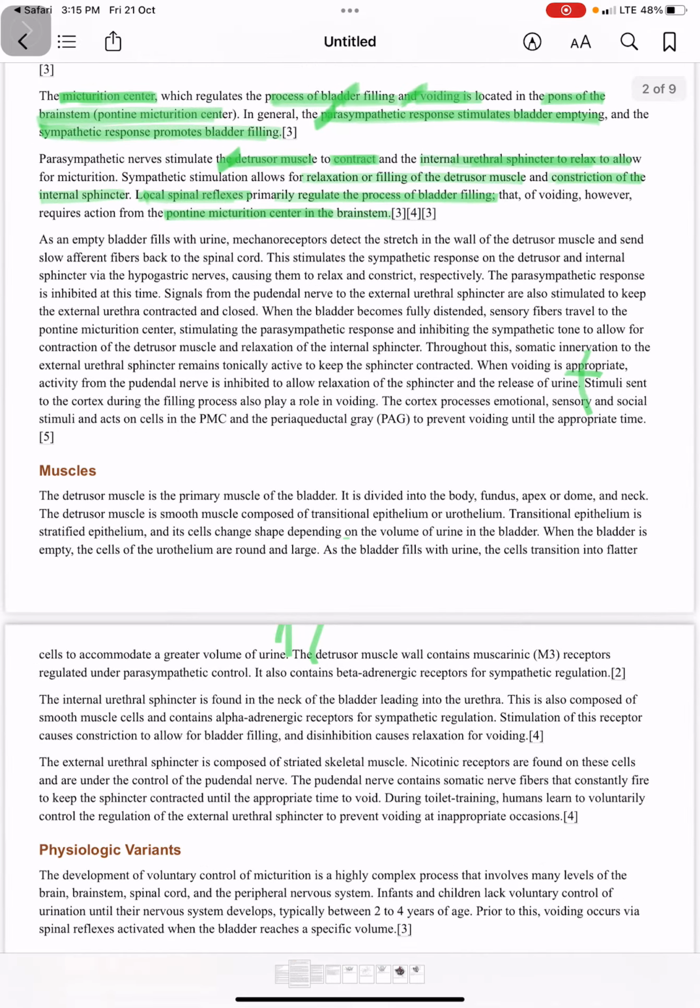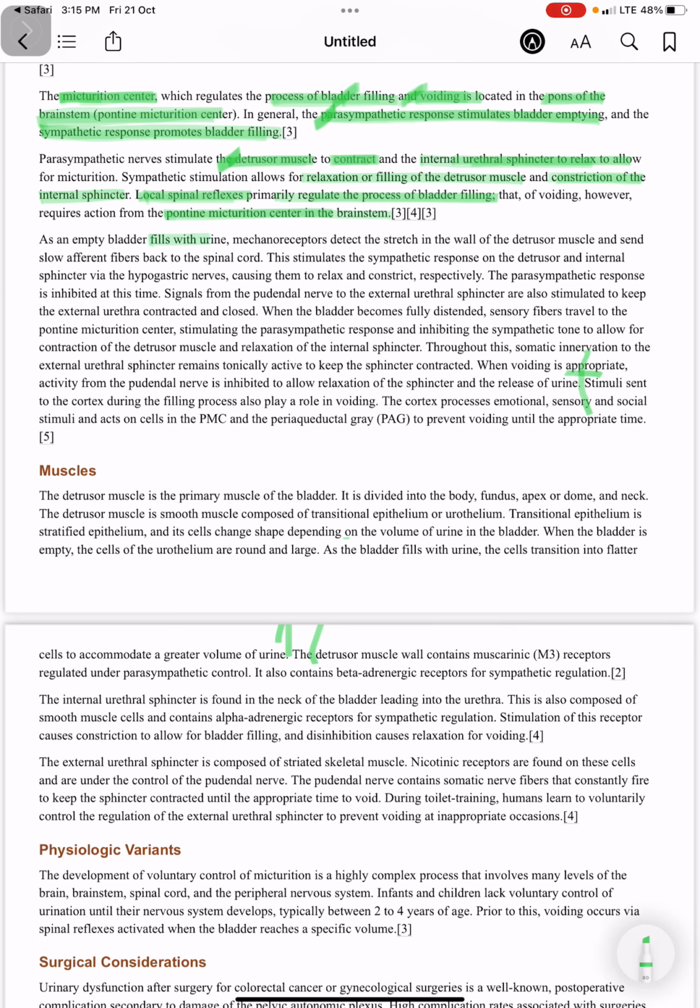As an empty bladder fills with urine, the mechanoreceptors detect the stretch in the wall of the detrusor muscle and send slow afferent sensation to the spinal cord.